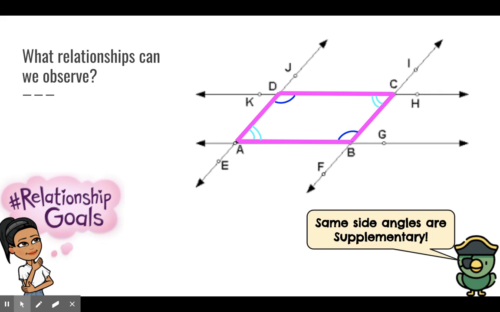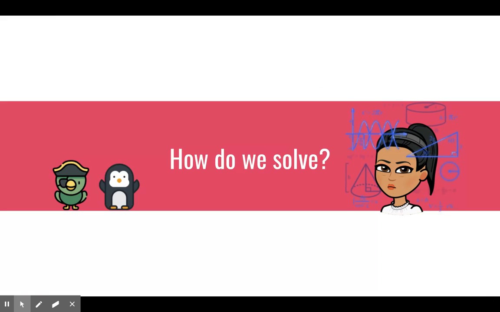Also, same side angles are supplementary. So angles that are on the same side, so if you pick a light blue one and a dark blue one, and they're on the same side, they're supplementary. Remember that supplementary means to add up to 180 degrees. Now, how do we use these to solve?